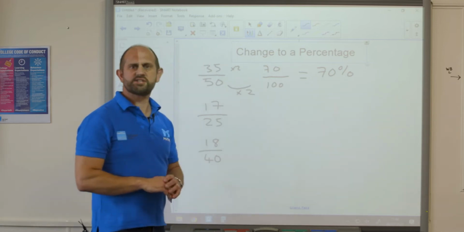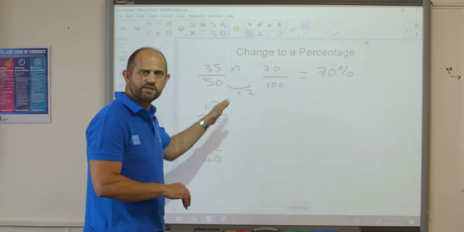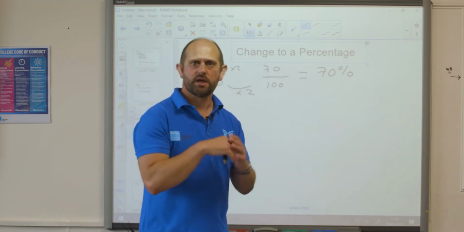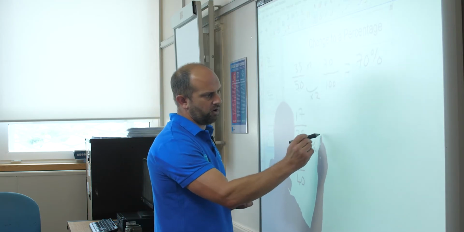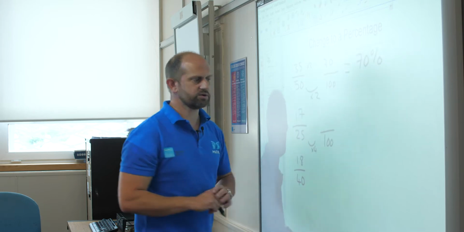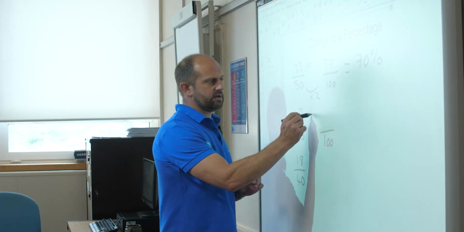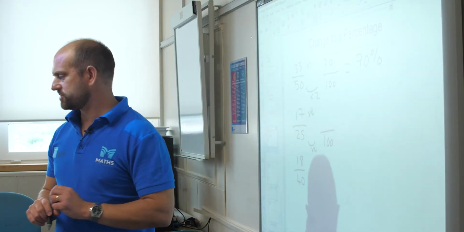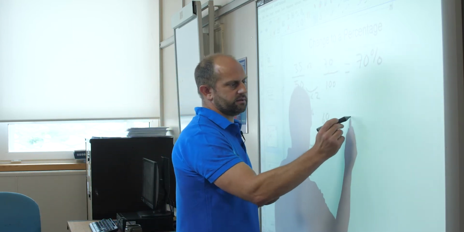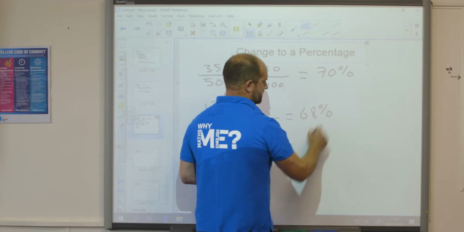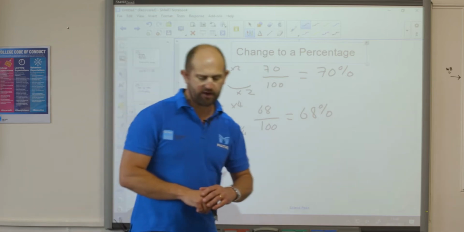Down to the next one then, I've got 17 over 25. Again, I need to turn this somehow into a percentage over 100. So if I multiply the bottom number by 4, I end up with 100. What I do to the bottom, I must do to the top. So 17 times by 4, that gives me 68. So that is 68%. Down the bottom then, I've got 18 over 40.